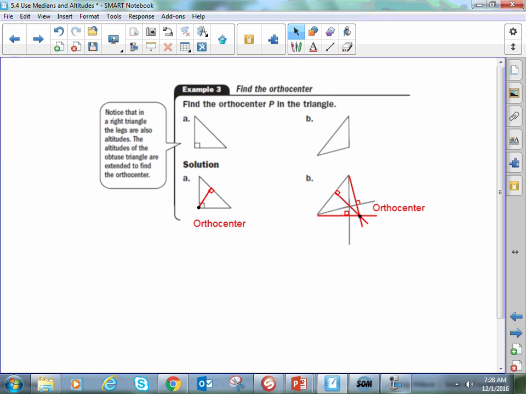On the triangle in B, the obtuse triangle, we did have to extend the sides so that we could see the altitudes from the two acute angles, because the altitudes of the acute angles are going to be outside of the triangle. But on the right triangle, because the two legs that form the right angle are already altitudes, all I had to do was find this altitude right here and see that the orthocenter is located right there. That's really all this is asking: can you see where the altitudes are drawn, and do they all intersect at the same point?